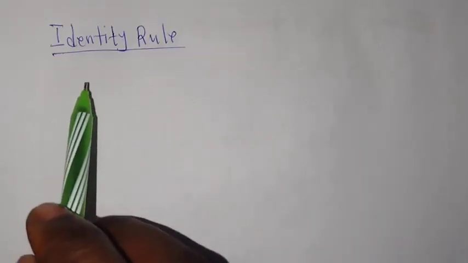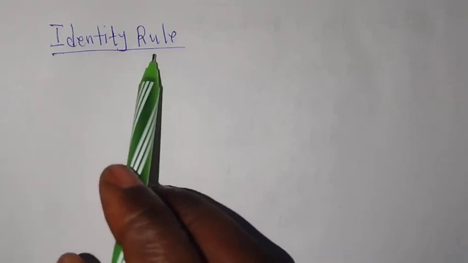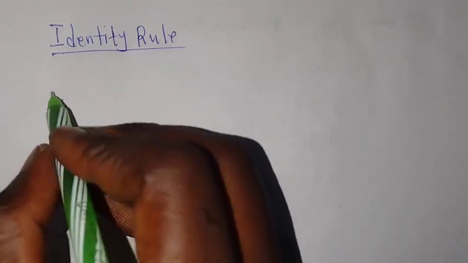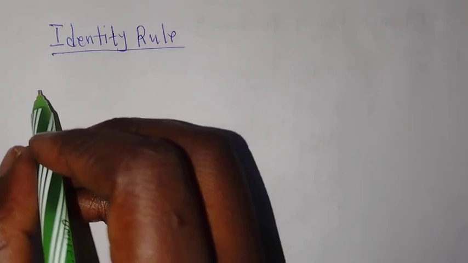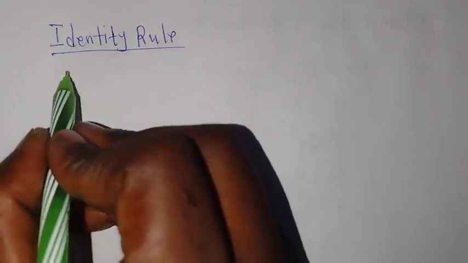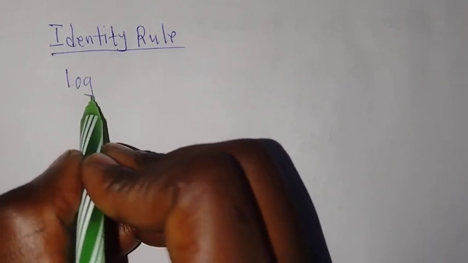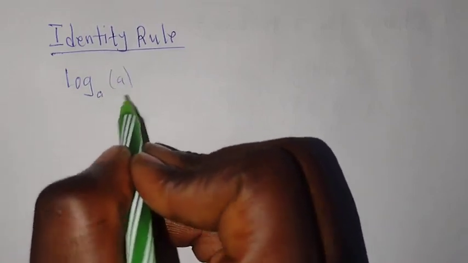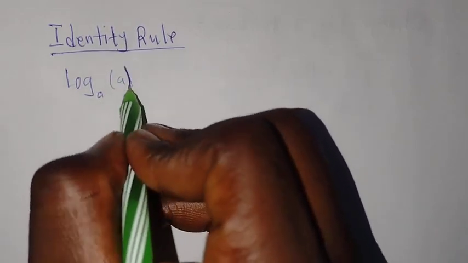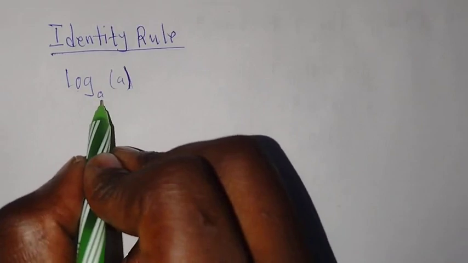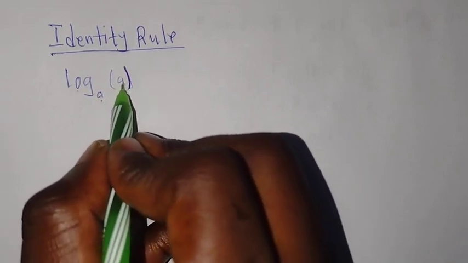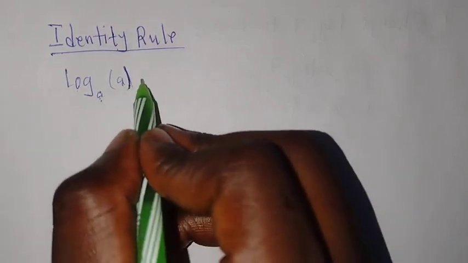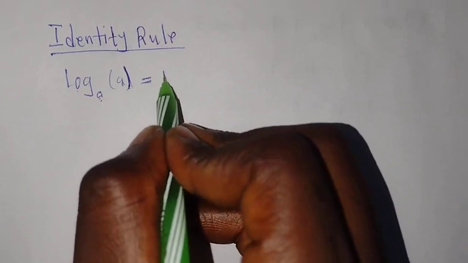All right, so let's look at the identity rule. Under the identity rule, let's say you have log with a base of a, then it's the logarithm of a again. Log of a with a base of a. We have said this will always give us a 1.